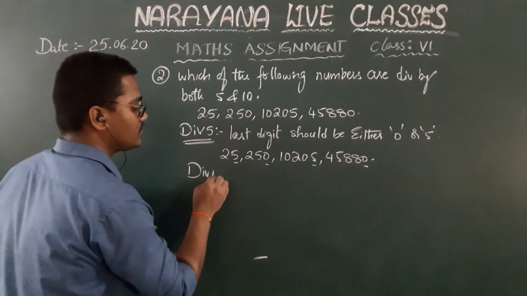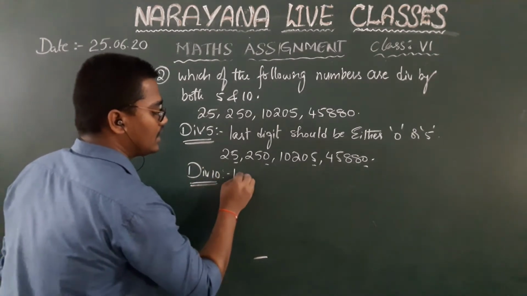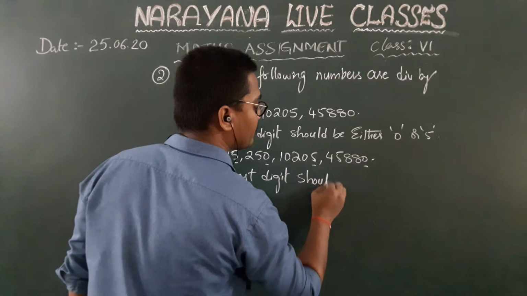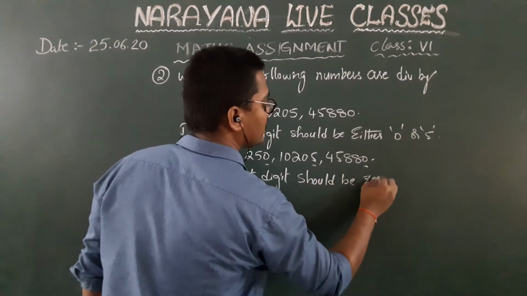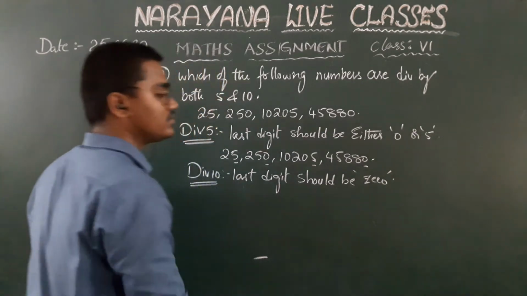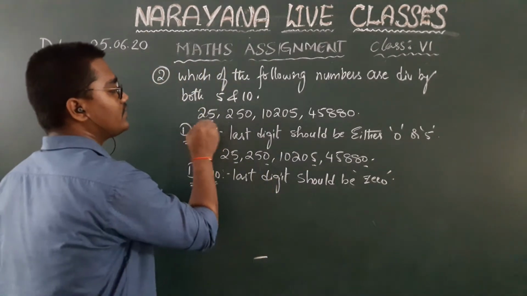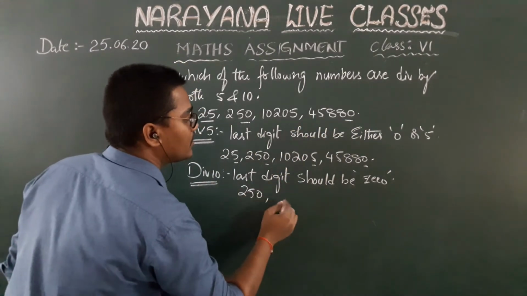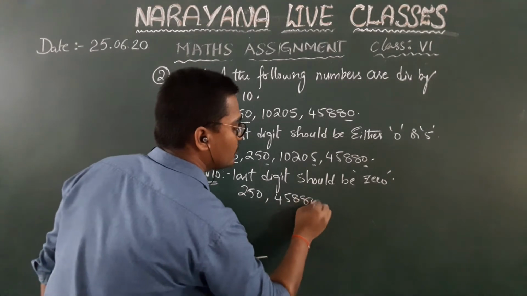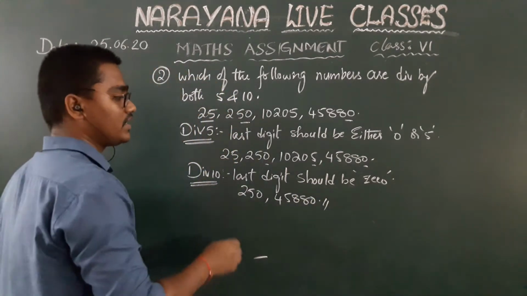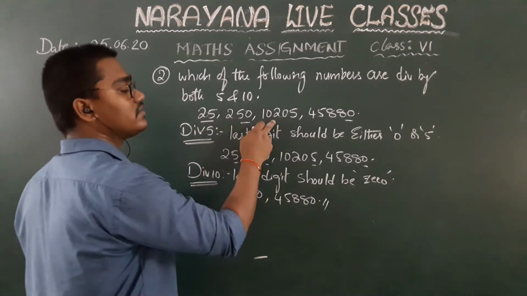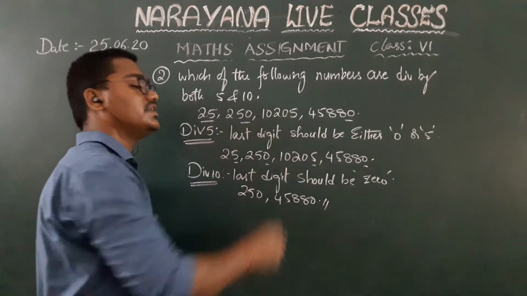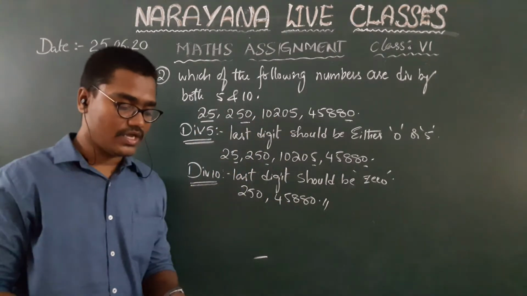Whereas the divisibility rule for 10, children, is that the last digit of a given number should be 0. The last digit should be only 0. So 25 is not divisible by 10; only 250 and 45,880 are divisible by 10. The rest, 25 and 10,205, are not divisible by 10, because the last digit is 5. I hope it is clear to everyone.